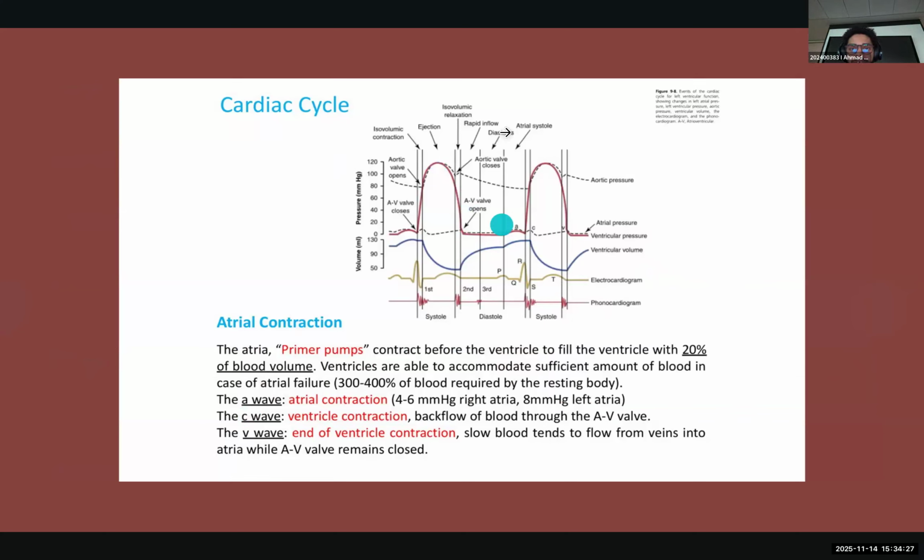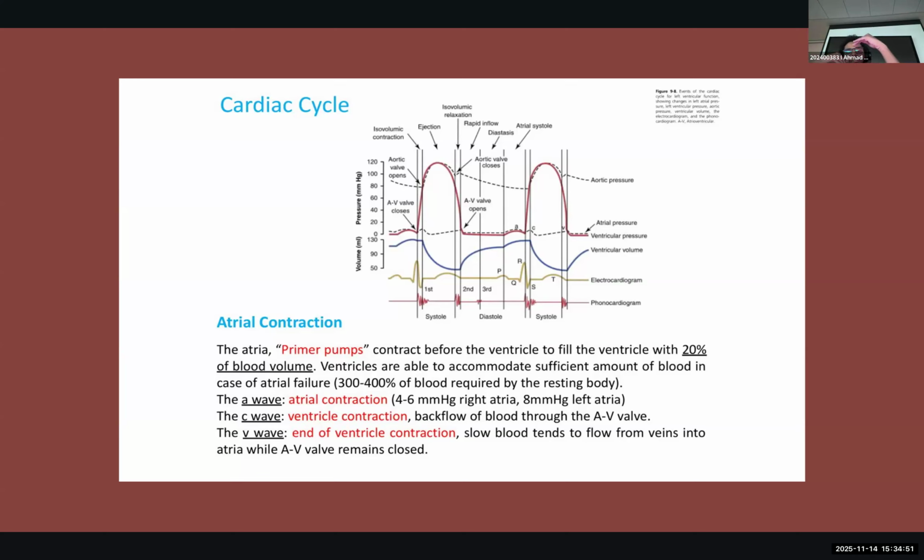atrial systole, as we said. It's when the atria contract and push the remaining blood into the ventricle. So at this point, the AV valve, the mitral valve, is open, and the blood is flowing into the ventricle. Now, this volume is building up in the ventricle. Eventually, the ventricle is going to contract. When the ventricle first contracts, this AV valve is still open.